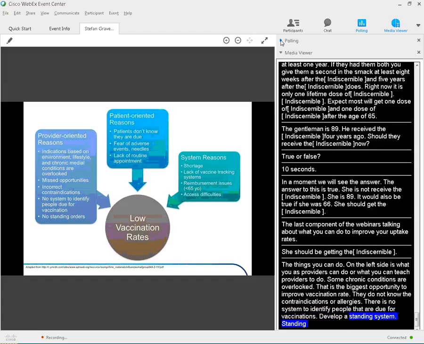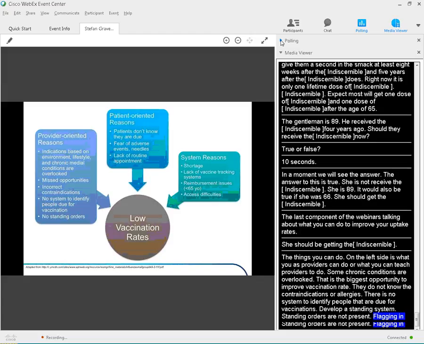So the system reasons can be there's not enough vaccine around, that happens every few years for flu. Lack of vaccine tracking systems, so you can't tell who's gotten it when.